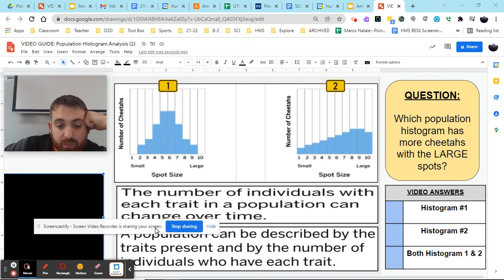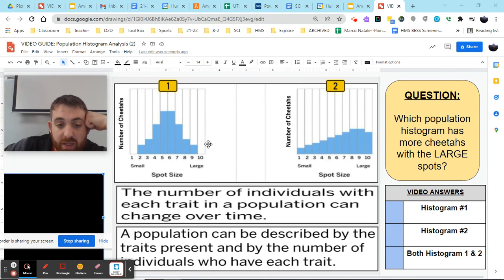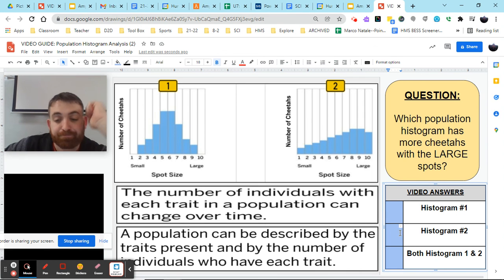Along with that, we know that in our histograms, the bar for each trait represents the number of individuals with that trait. So a population can be described by the traits present and by the number of individuals who have those traits. For trait number 10 here, we do not have any individuals. We have a low and a little bit higher distribution here. But when we look here, we can see that 8, 9, and 10 clearly have more than 8, 9, and 10 here. So our correct answer is the second option.